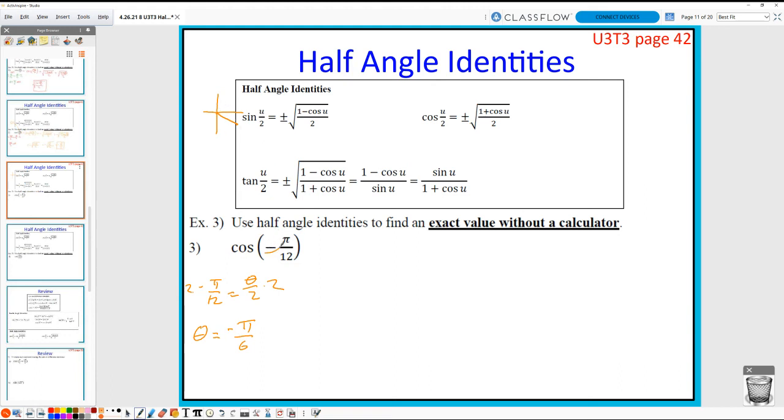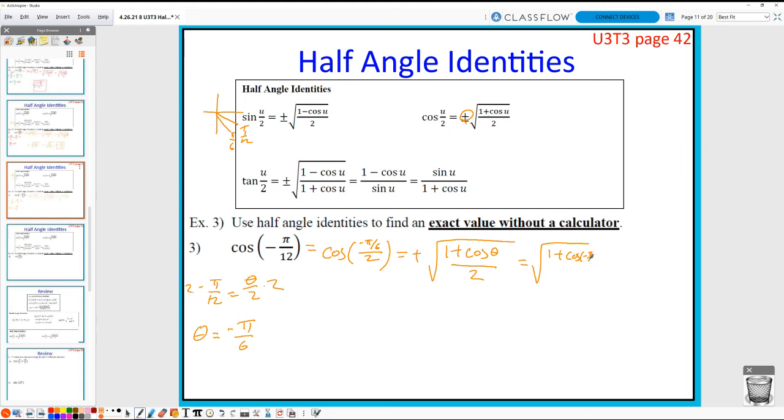So we have to be careful here because of this negative value. Okay, so we're actually in quadrant 4 for both. So if this is pi over 12, then this is pi over 6, right, because it's half that angle measurement. So I can rewrite this as the cosine of negative pi over 6 over 2. Now I'm in quadrant 4, meaning I need the positive version here instead. So this is equal to positive square root of 1 plus cosine theta over 2. But I know what theta is. That's cosine of negative pi over 6.